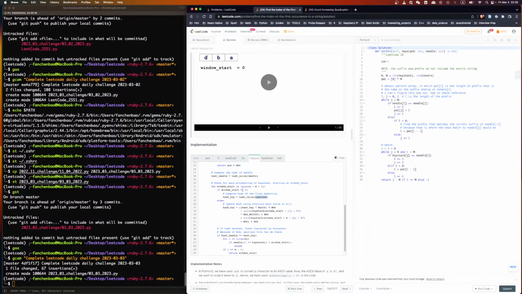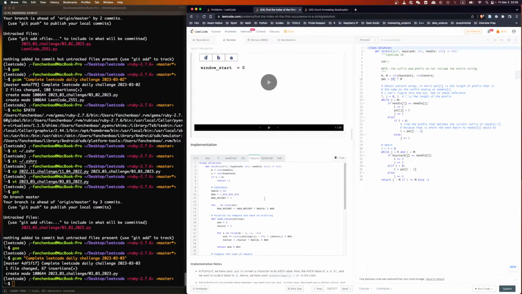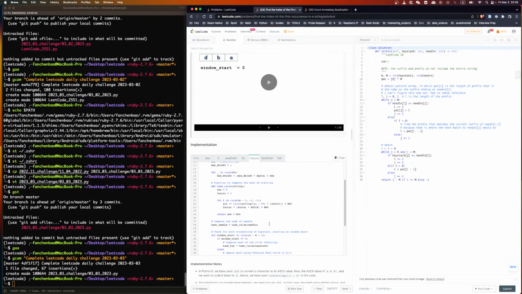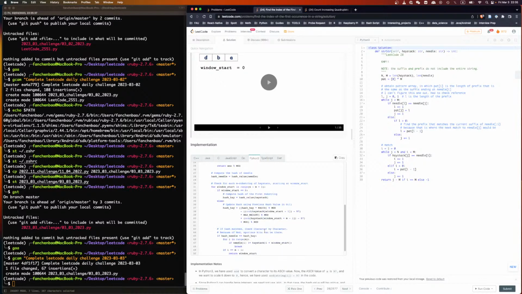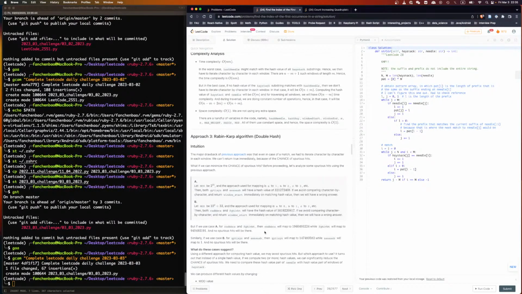This is the window start up until this. This is not right. This should be M. You should say that's the first. Yeah, this should be M. This is not right. But we know how this one goes. What's this? A double hash.